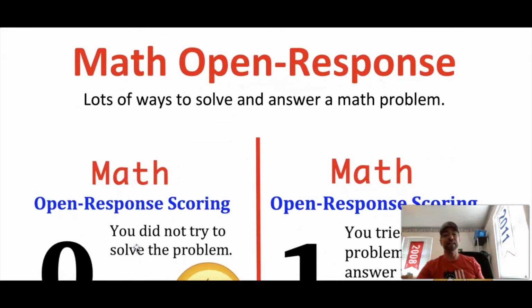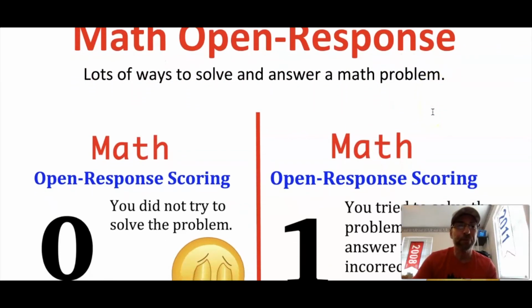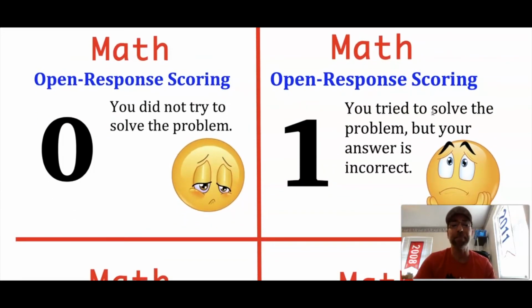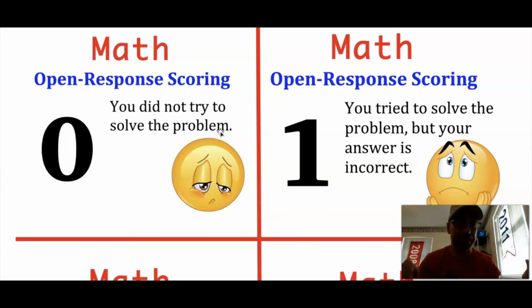Today in your seesaw activity, you're going to be doing a math open response. An open response means that there's lots of ways to solve and answer a math problem. Whenever we do an open response, we score it a special way. We use 4 different numbers. Let me tell you what those numbers mean. You can score a 0 on an open response, but that would mean you did not try to solve the problem. Most mathematicians, like you, try to solve the problem, so you don't even have to worry about a 0.